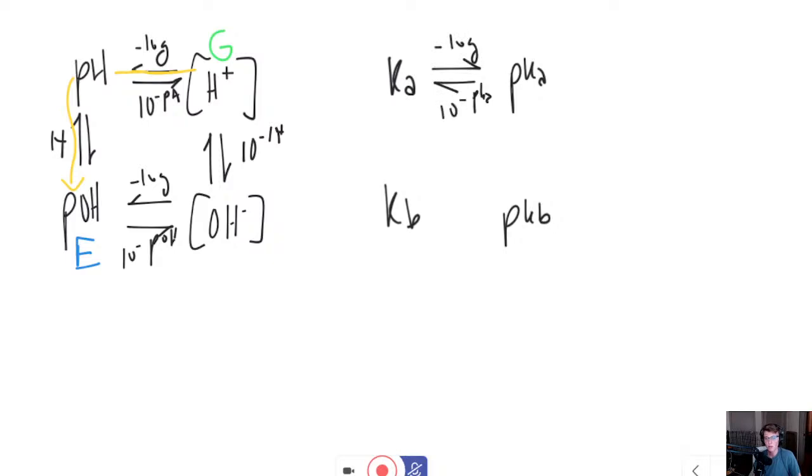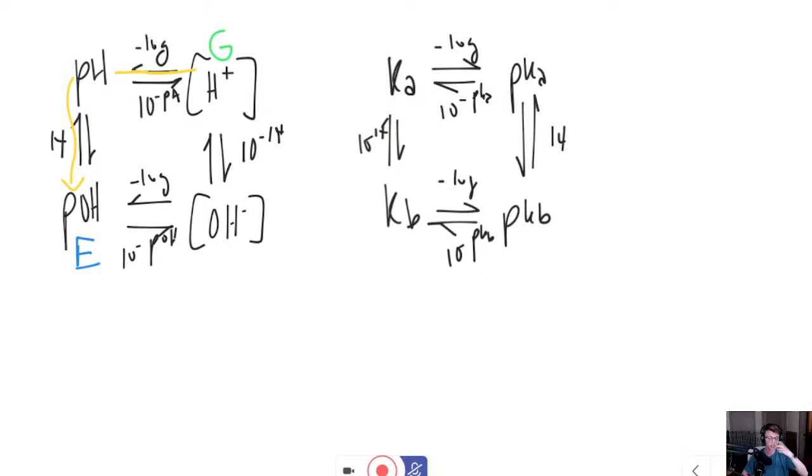To convert between these two, they have to equal 14. To get from, again, this side, this is 10 to the negative pKb. This is the negative log of that value. These guys are equal to 10 to the negative 14 when multiplied. So you can see that it's just the mirror version of this over on the other side. And since it's the mirror version on the other side, then so long as you have the left-hand side memorized, you technically have the right-hand side of this memorized as well.